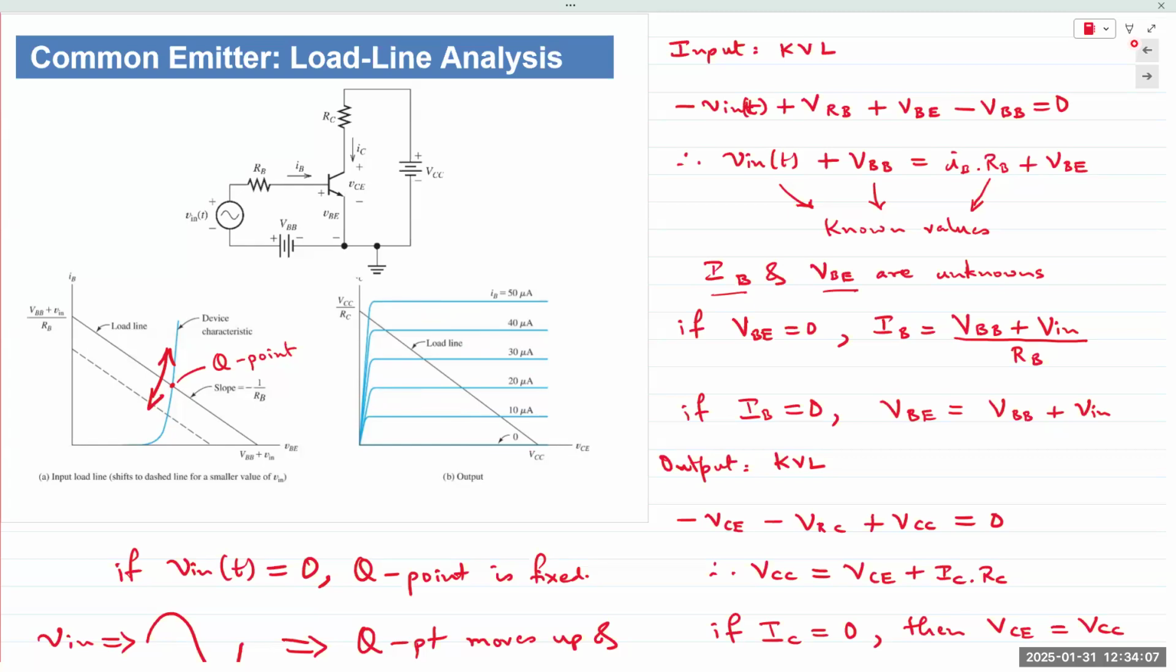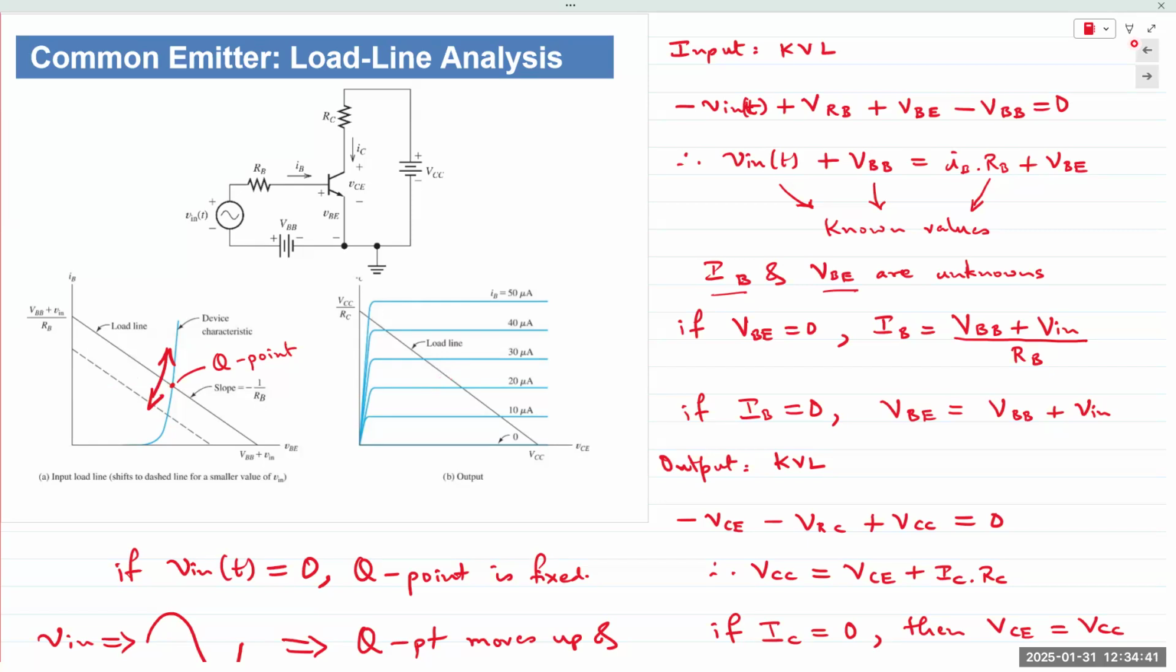Does that make sense? Here, let's say our intersection point is 10 microamps. Then on the output side, it would be here, because the load line on the output is intersecting in, let's see, 1, 2, 3, 4, 5 different spots. So we need to find the one that is caused by the input being applied. If no input is being applied, then it's the Q point. It will be somewhere in the middle, depending on the design of our circuit.